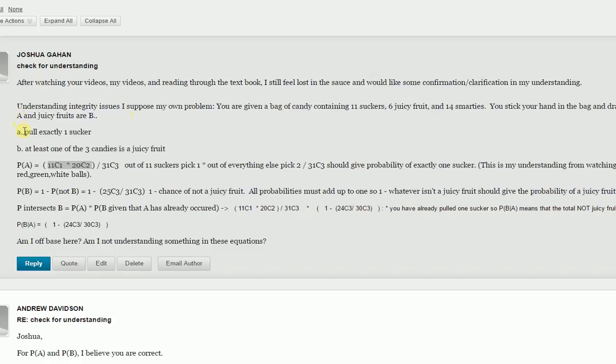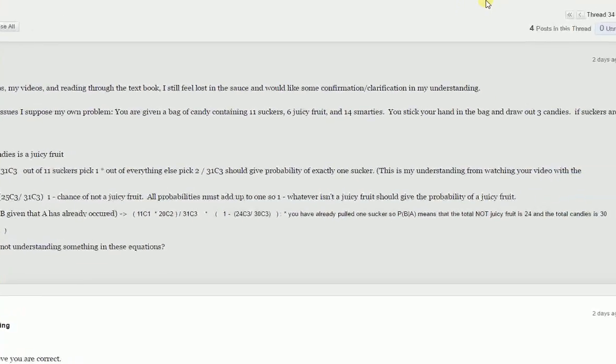So, we're given a bag of candy. There are 11 suckers, 6 juicy fruits, and 14 Smarties. You stick your hand in the bag. I'm going to extend the window and draw out 3 candies.